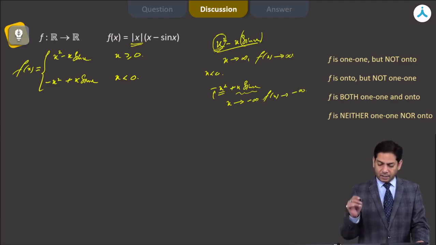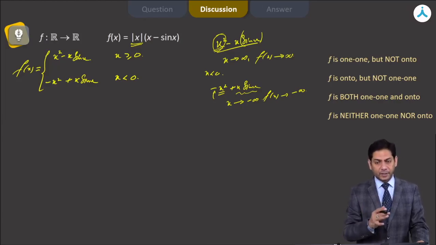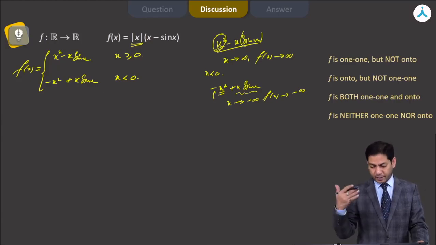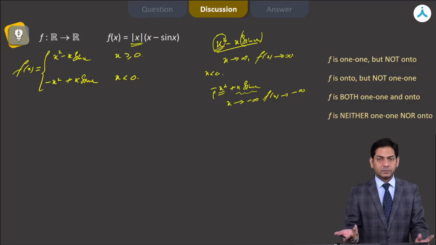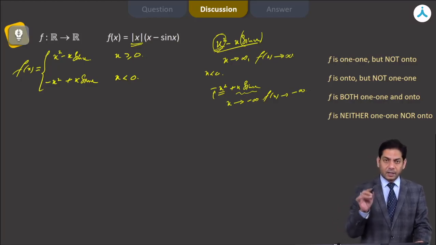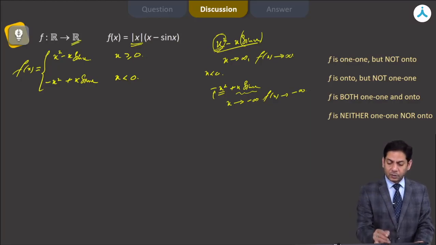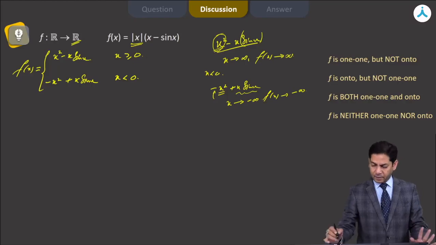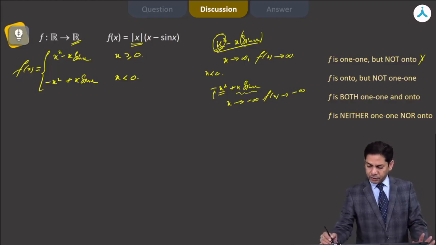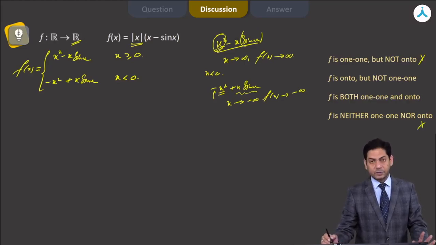That is, when x is less than 0, we are getting values from minus infinity to 0, and for x greater than 0 we get 0 to infinity, and at x equal to 0, the function is 0. So that means the function is achieving all possible values in the codomain, that is, codomain is equal to range, hence the function is onto. So clearly the first option is rejected and the fourth option is also rejected.